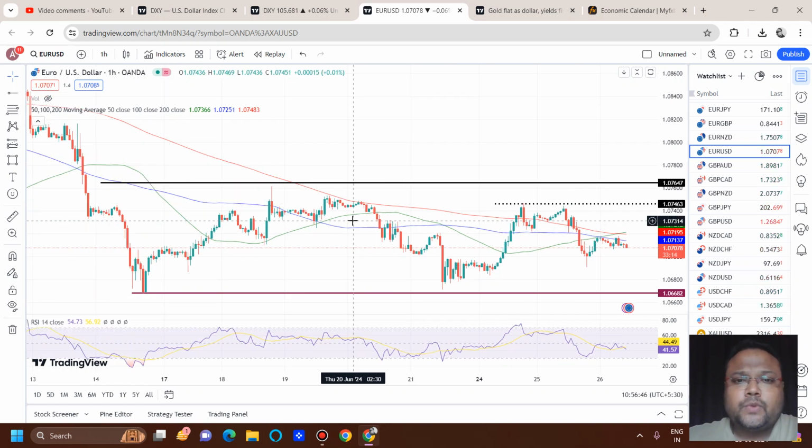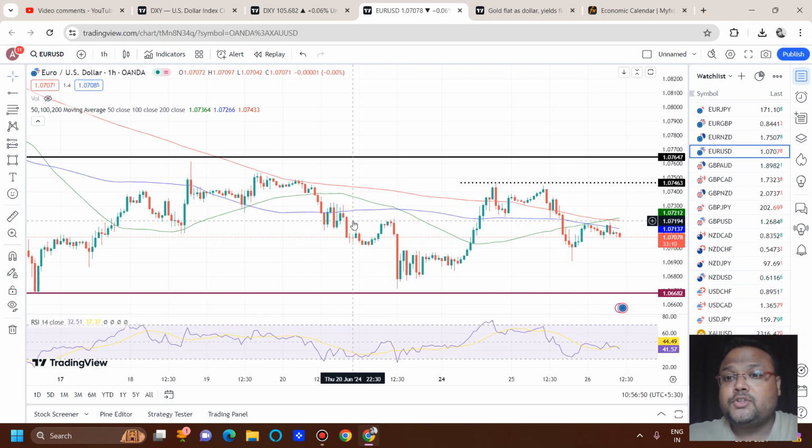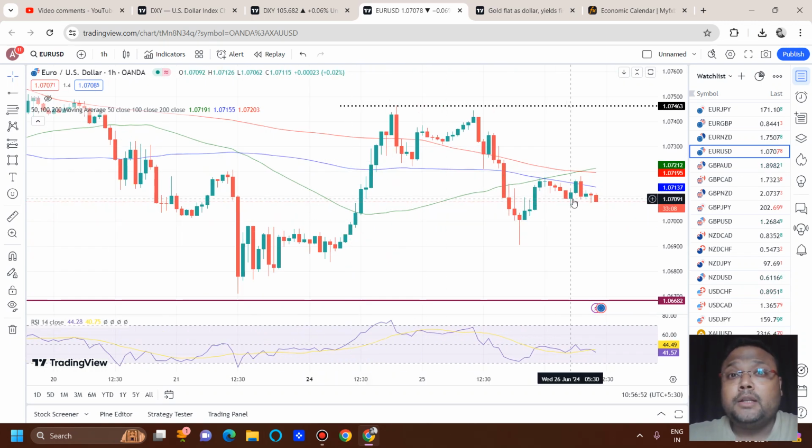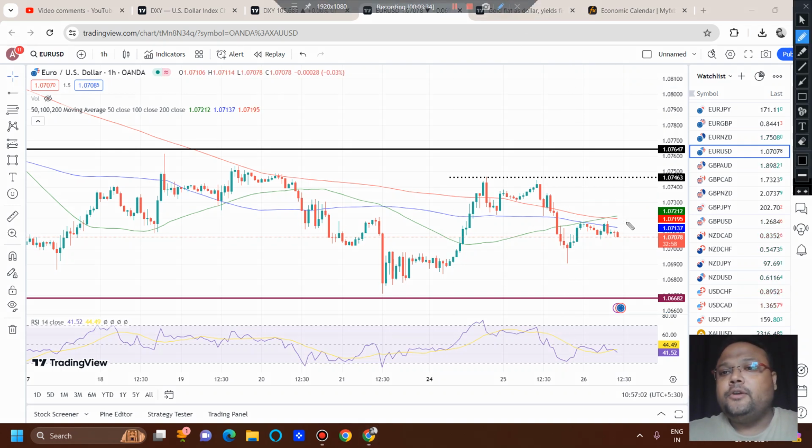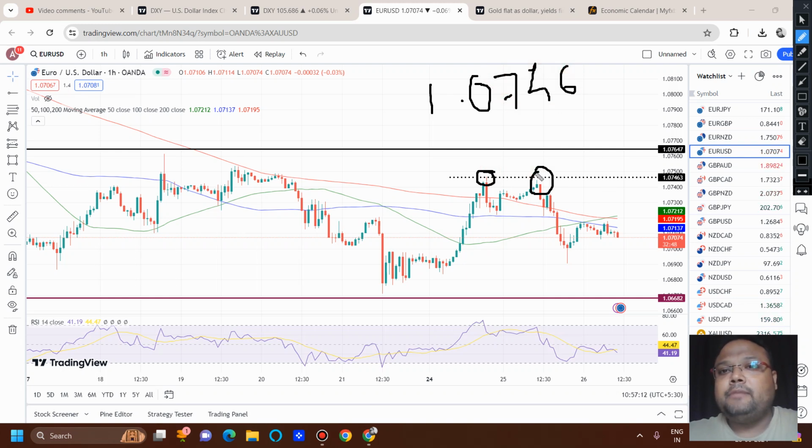Similar to DXY, Euro USD is also trading inside a big range and standing in the middle of the range, so not an ideal place to go for any order. By the US session, if you see that Euro USD is very bullish, then you can look for a buy above 1.0746, the previous high made by the market.